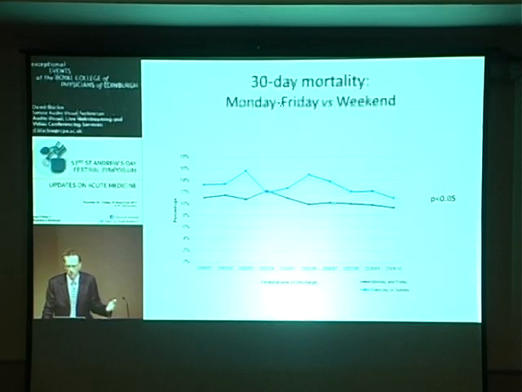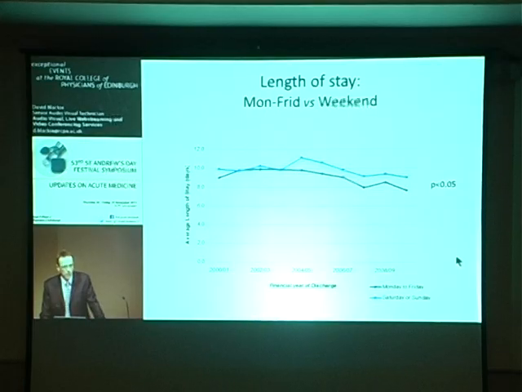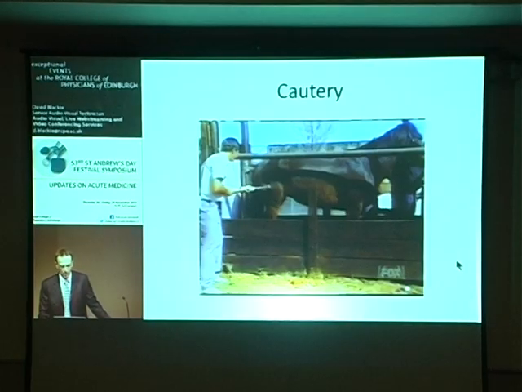Like other medical conditions, you can see quite clearly that the blue graph is the weekend mortality. There is a significant difference in mortality if you get admitted with peptic ulcer disease on Friday at 11 as opposed to Tuesday at 11. And length of stay, again in terms of planning hospital admissions, very clearly the longer it takes for your patient to get an emergency endoscopy, the longer they're going to stay in hospital.